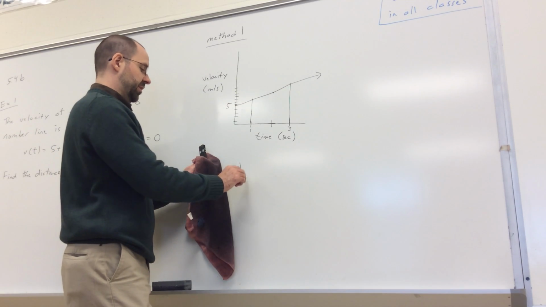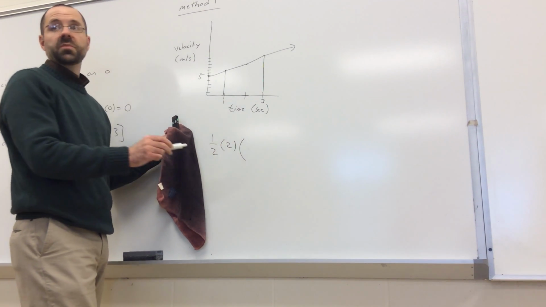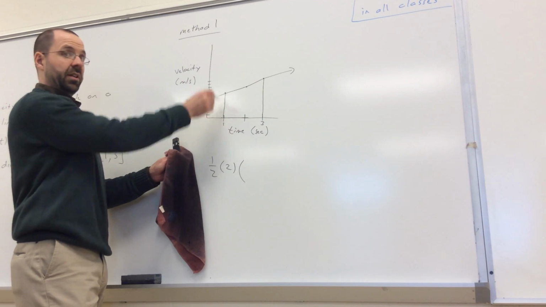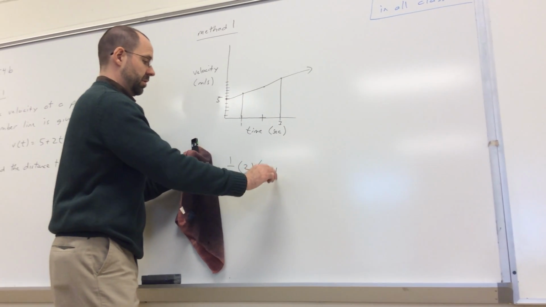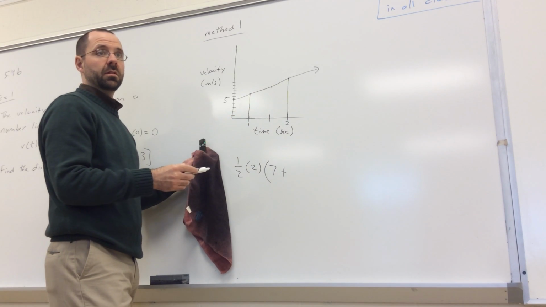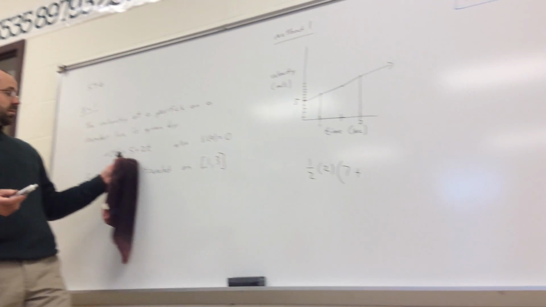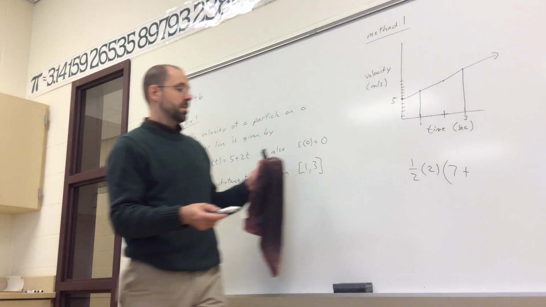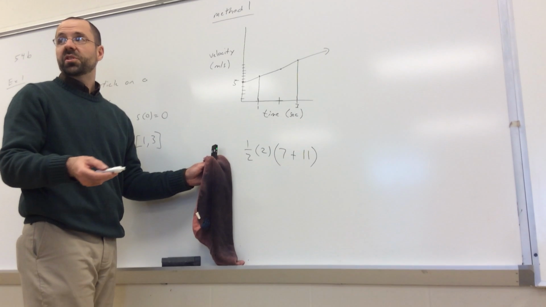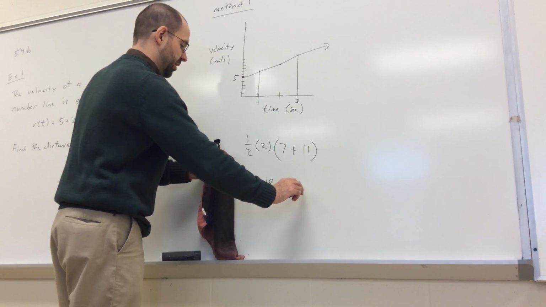So that's 1/2 times 2 times the 2 bases added together. This is 7. This is 11, because 2 times 3 is 6, 5 plus 6 is 11. That's what I'm getting, the 11. One half times 2 is just 1, and then 7 plus 11 is 18. So that comes out to 18 meters.